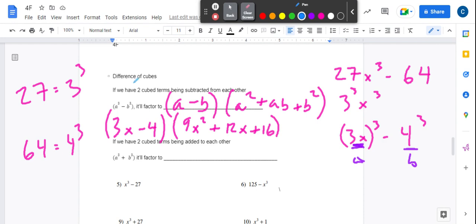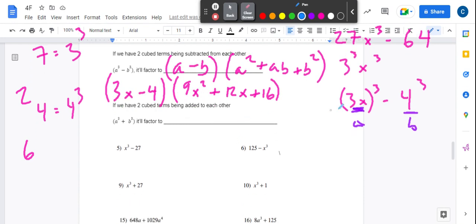If we have a sum of cubes, all right, so a cubed plus b cubed, what this factors into is a plus b times a squared minus ab plus b squared.